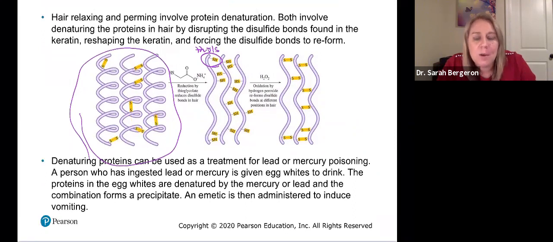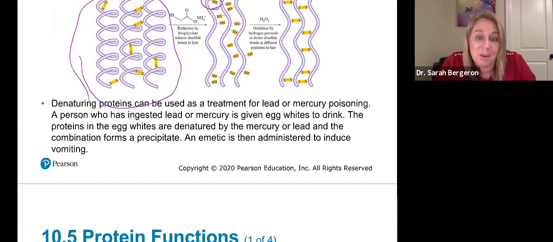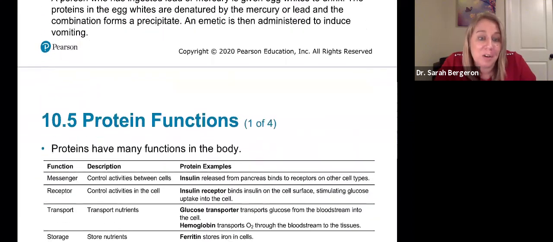So if we know that someone has had lead or mercury poisoning, right, we can give them egg whites to drink, and the egg whites are denatured by the lead or mercury and form a precipitate. And then you would pass that precipitate in order to get rid of it. And the quickest way to do that so that you get it out of your body is to induce vomiting. And so you give the person egg whites, it makes that precipitate, and then you make them vomit, and then you get rid of it. So it's a really quick way to get rid of somebody who has ingested lead or mercury.